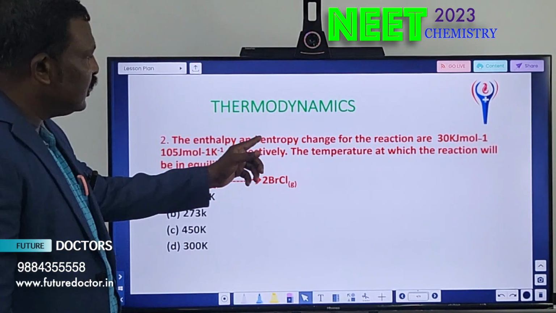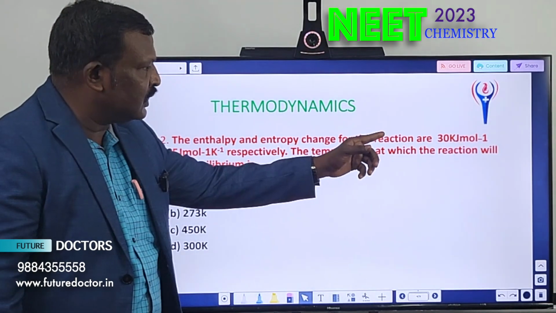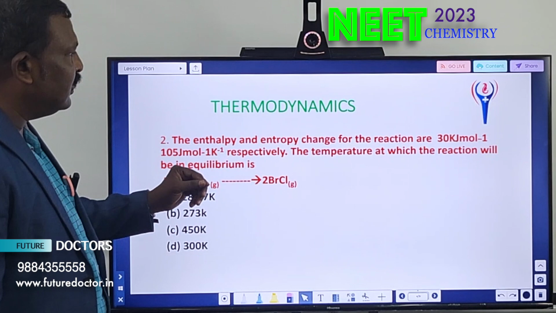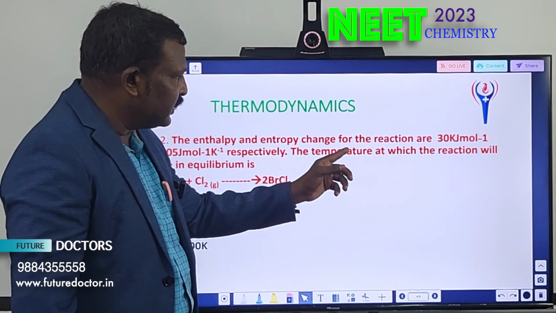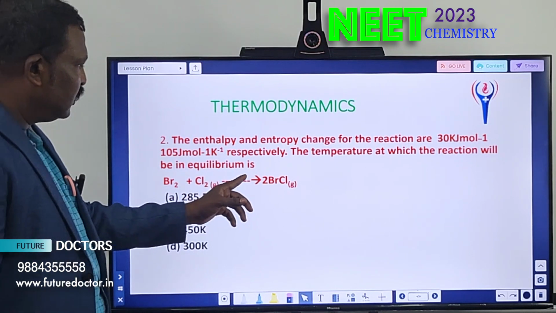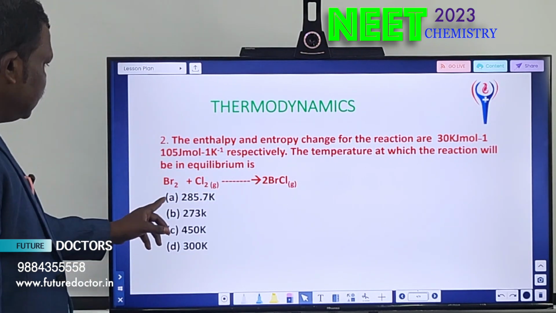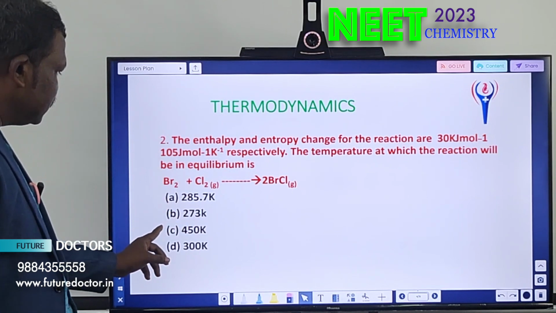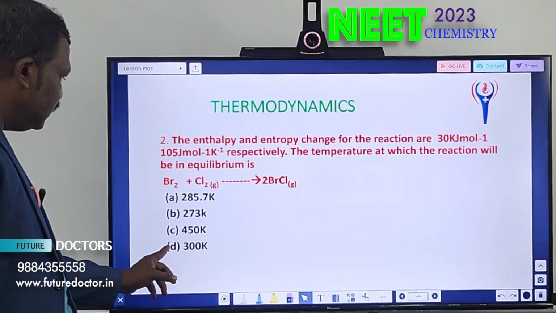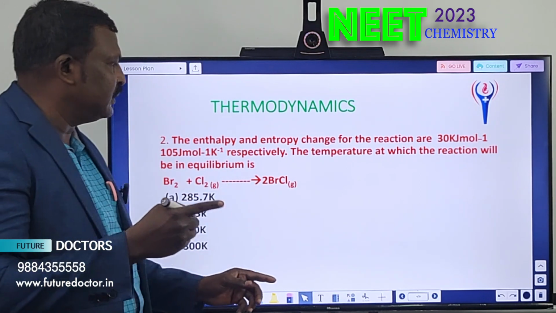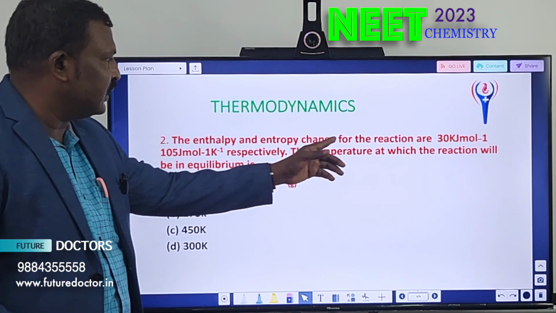The enthalpy and entropy change for the reaction are 30 kilojoule per mole and 105 joule per mole per Kelvin respectively. The temperature at which the reaction will be in equilibrium is, Br2 plus Cl2 gives 2BrCl. Option A 285.7 Kelvin. Option B 273 Kelvin. Option C 450 Kelvin. Option D 300 Kelvin. We have one formula: delta G is equal to delta H minus T delta S. If you apply this, we can find out the temperature.